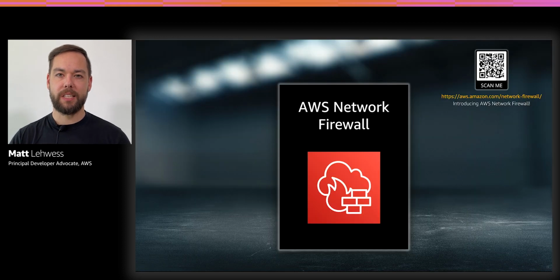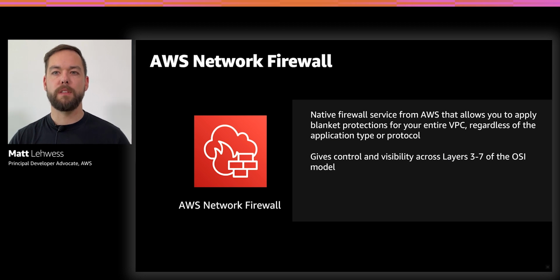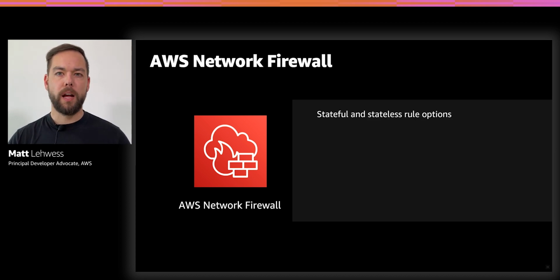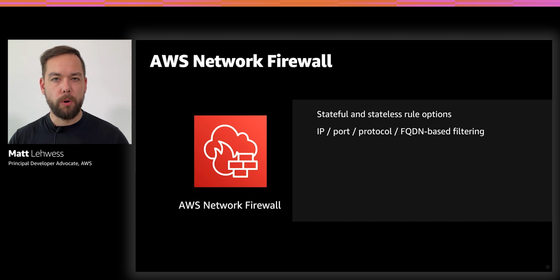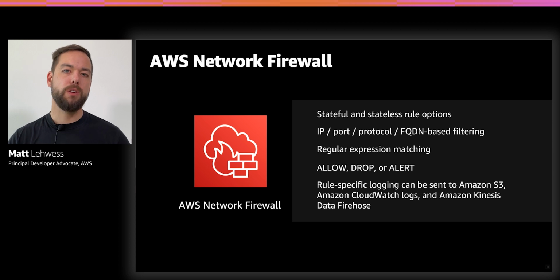That leads us to the next service that we just released. This one is super new, AWS Network Firewall, and we've got a QR code there as well. So Network Firewall is essentially a native firewall service that we've built in AWS. And this is going to give you control over the visibility across layer 3 to 7 of the OSI model and basically allow you to inspect your VPC traffic. Now, it does provide stateful and stateless rules, IP port protocol, and FQDN, or fully qualified domain name based filtering, which is a huge feature, regular expression matching, and then allow, drop, alerts, etc. And you can also do logging.